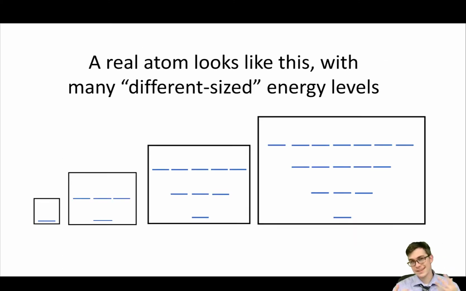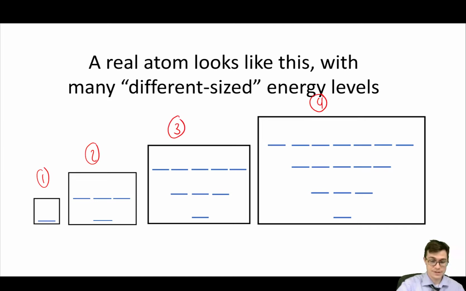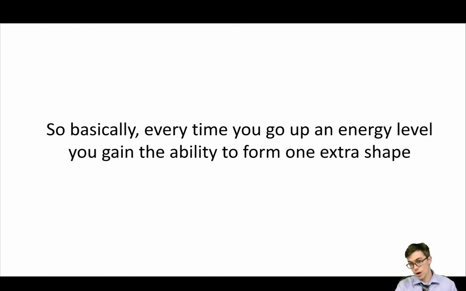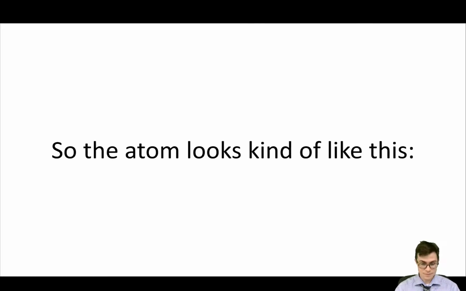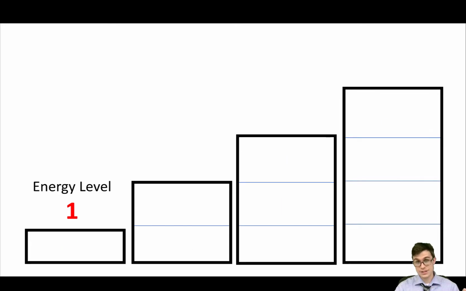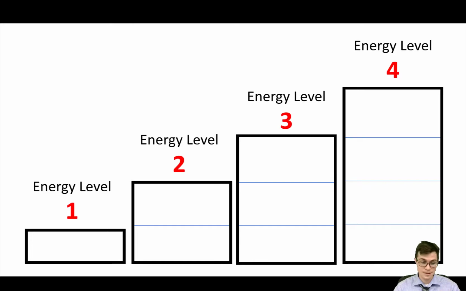A real atom might look like this, where you have the first energy level, the second energy level, the third energy level, and the fourth energy level. These different energy levels, which correspond to different sizes of the electron wave, how big or small they are, don't all have the same sublevels. They don't have the same shapes available. So basically, every time you go up in energy level, you gain the ability to form one extra shape. So the atom really looks kind of like this, where you have the first energy level, second, third, and fourth, right? So that's what these represent.